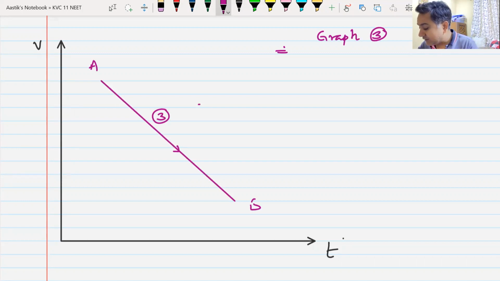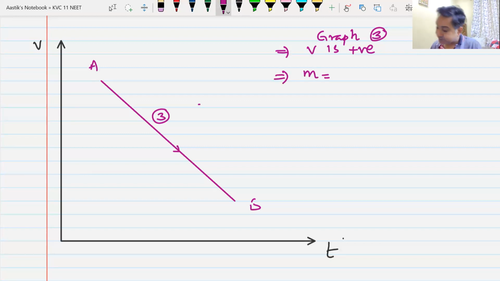The first thing you can say is velocity is positive. Always it is above the time axis. Yes or no? Velocity is positive. What can you say about the slope of this graph? Is the slope of the graph positive or negative? Slope of the graph is negative. Do we understand this? That means acceleration is negative.